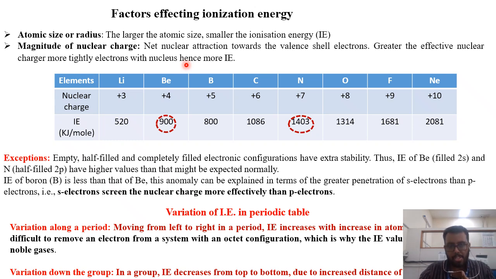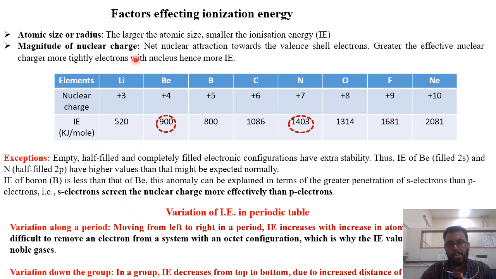It will be vice versa. If it is a smaller atomic size, then the valence electron will be tightly bound with the nucleus, which means the shielding constant will be more, the nuclear charge will be more, and you can't remove that valence electron easily. So you have to supply more energy. So remember, the larger the atomic size, the smaller the ionization energy, and vice versa.